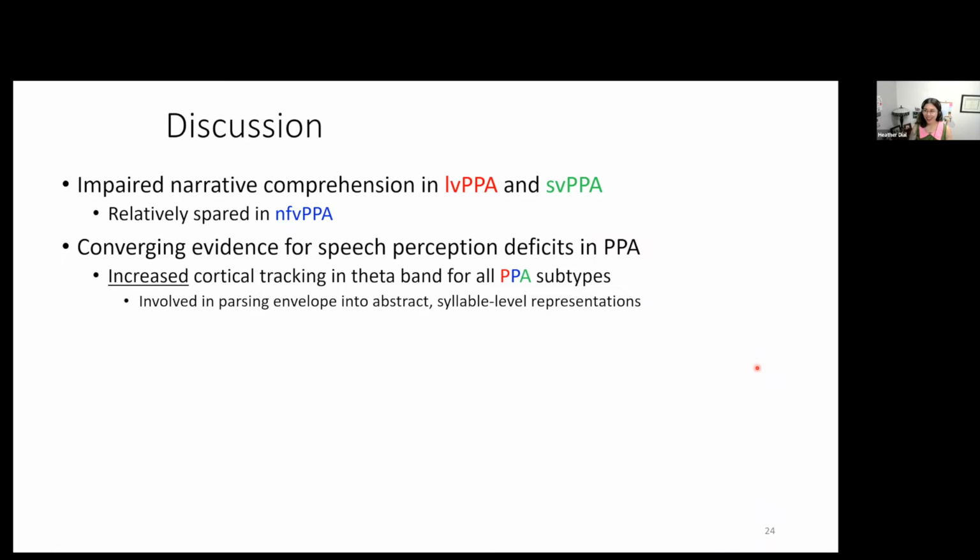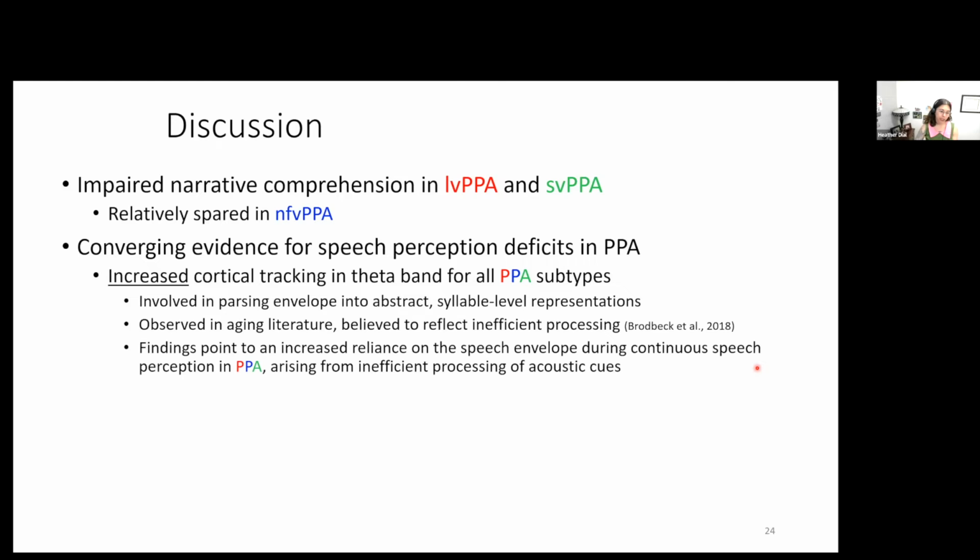You might think that increased tracking would relate to a better performance or reflect better processing of the stimulus, but actually in the aging literature, it's been argued that this reflects inefficient processing of those cues that are contained in the envelope. And what we think here is going on is that this is pointing to an increased reliance on the speech envelope during continuous speech perception in PPA, perhaps arising from this inefficient processing of acoustic cues.